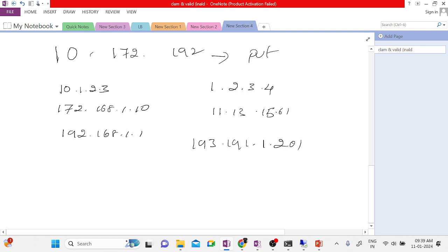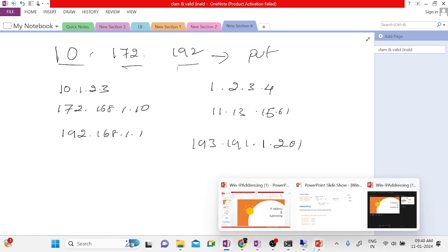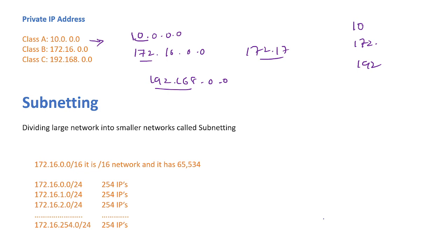So basically, if you write any IP address apart from these three numbers, you consider it a public IP address. If an IP address begins with 10, 172 or 192, you can straight away close your eyes and say it's a private IP address. The same thing I have explained here also. Now, the next one is subnetting. Any idea what I mean by subnetting?